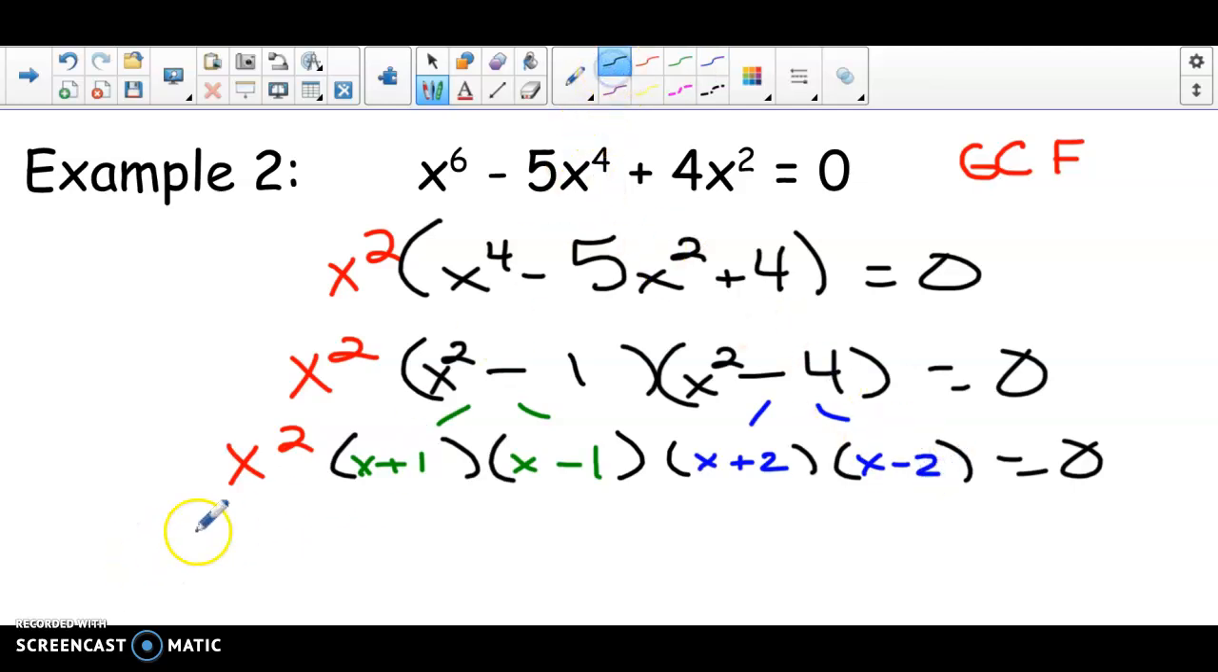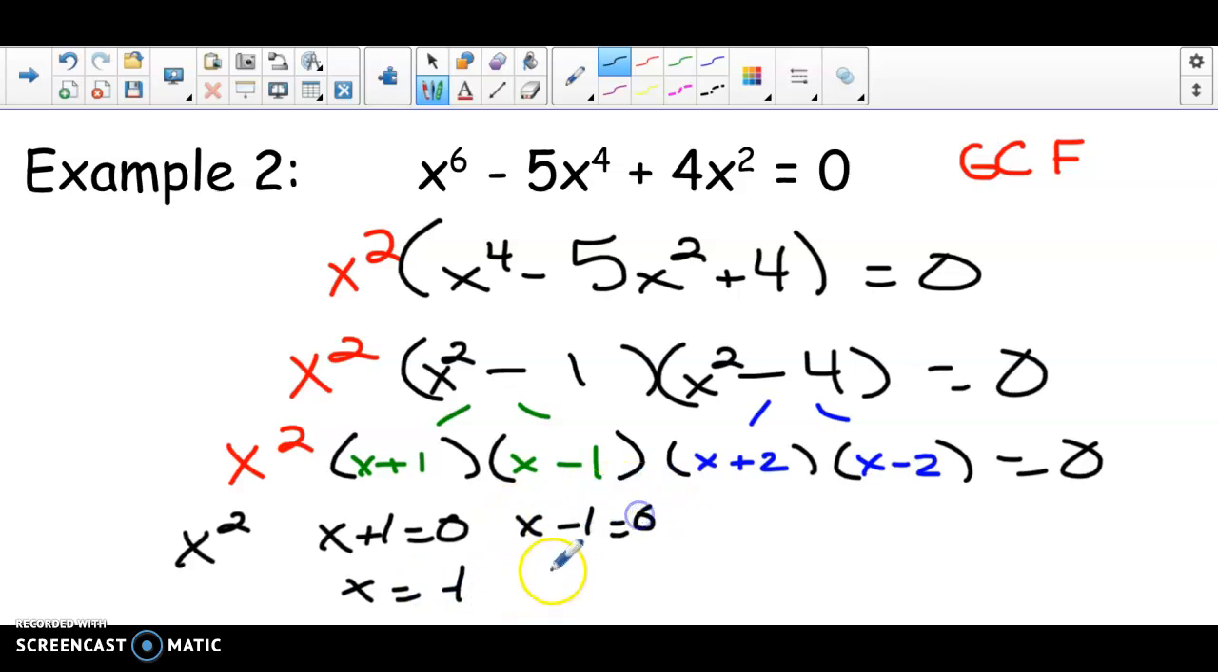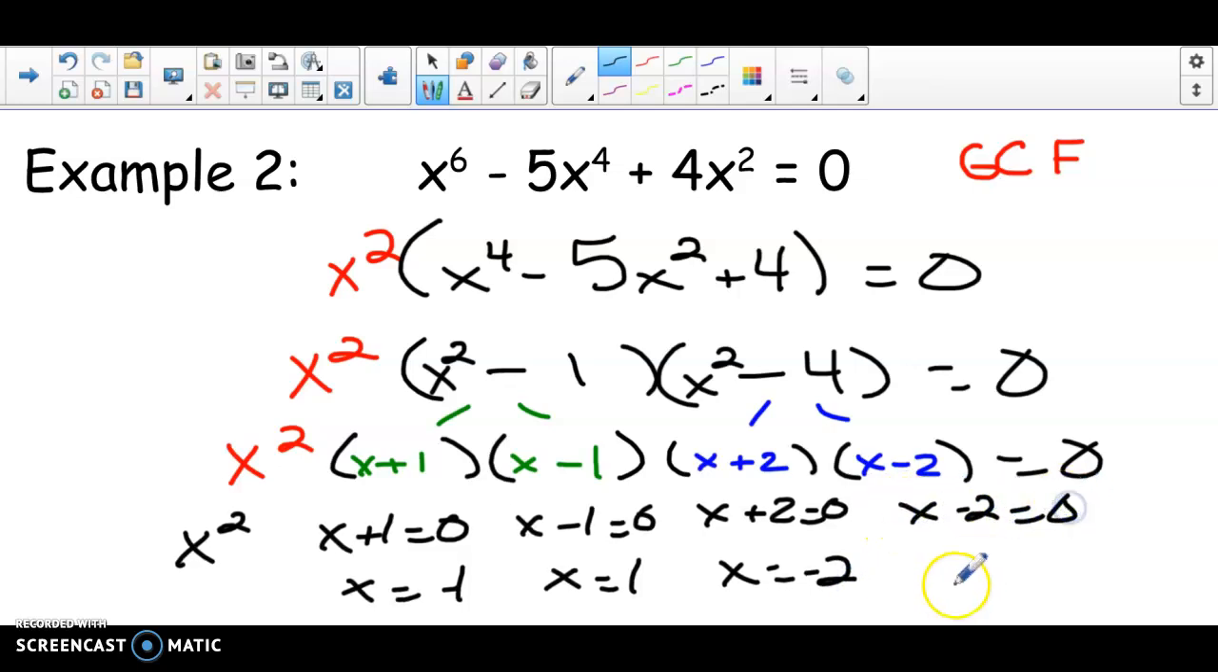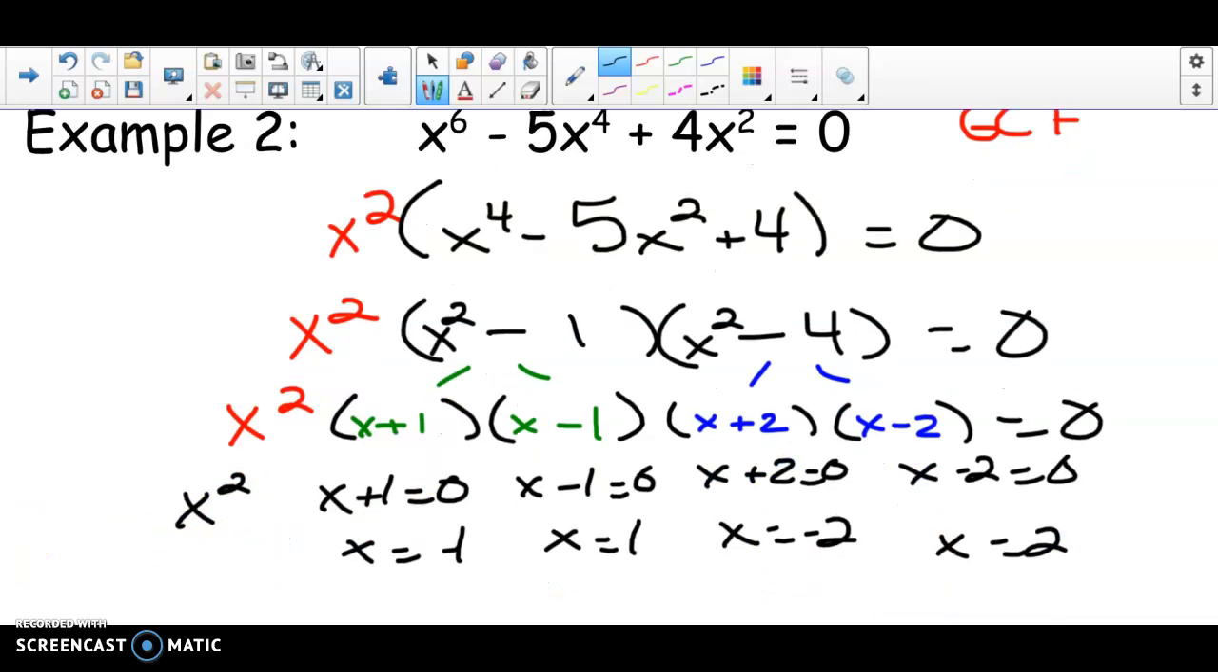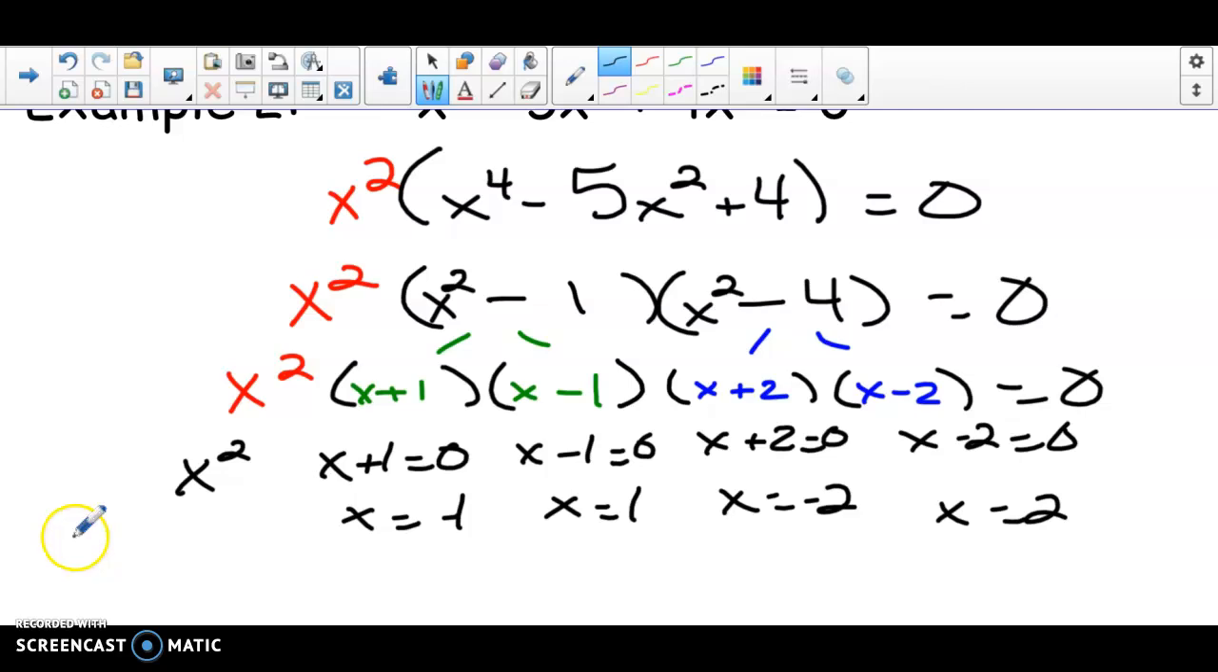Now with that being said, I've got one factor here of x squared. I've got one here of x plus 1 equals 0, or x equals negative 1. I've got one here of x minus 1 equals 0, x equals 1. X plus 2 equals 0, or x equals negative 2. And x minus 2 equals 0, or x equals positive 2. This is the one that I want to look at for just a second. This is the same thing as saying x minus 0 quantity squared.